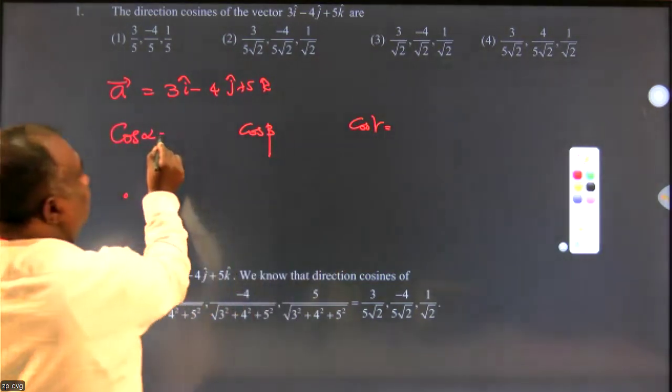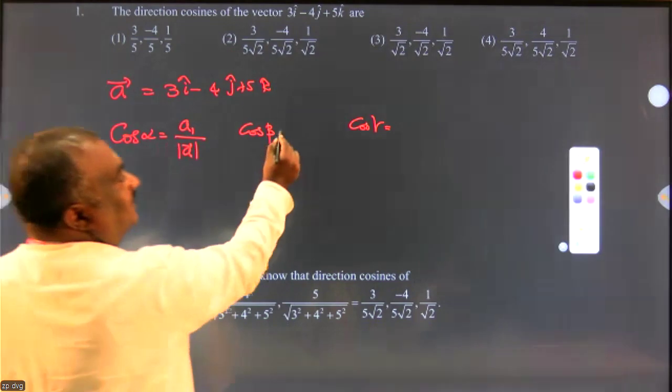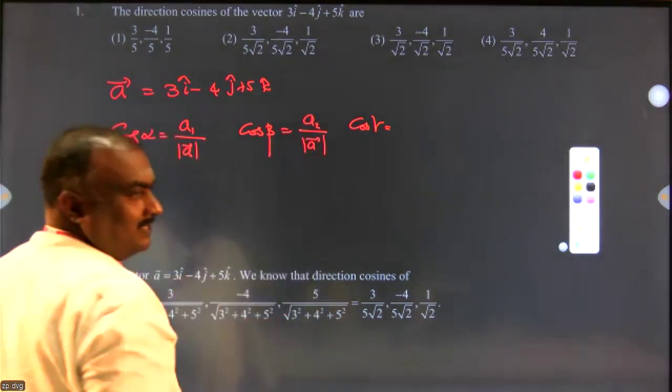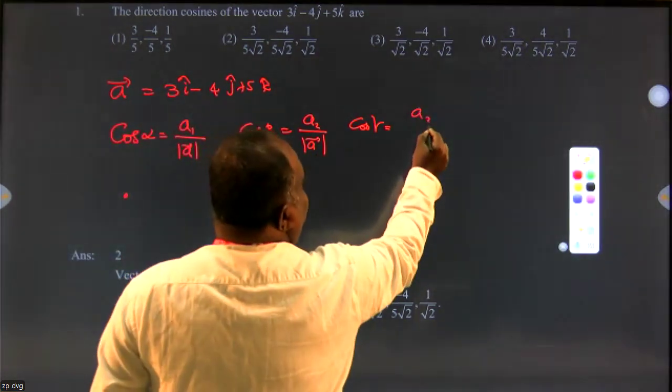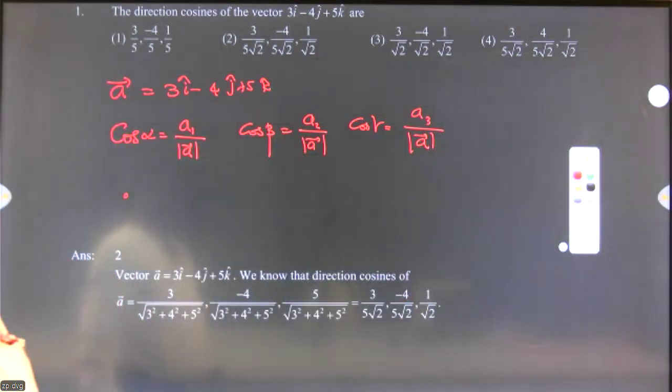Now cos alpha is equal to what, you know? A1 by modulus of A bar. Cos beta is A2 by modulus of A bar. And cos gamma is A3 by modulus of A bar. That means what you have to find? First you have to find the A bar.